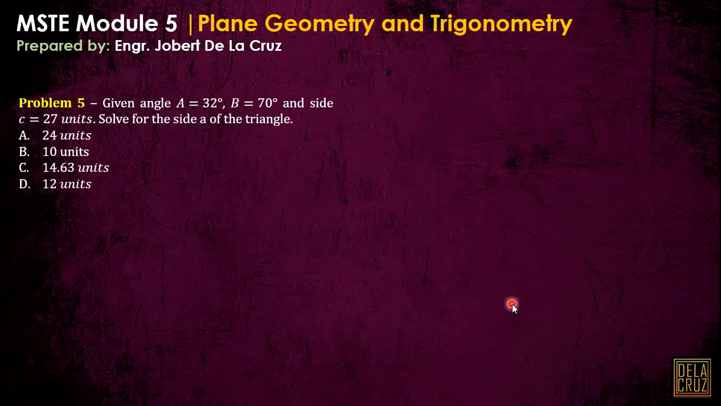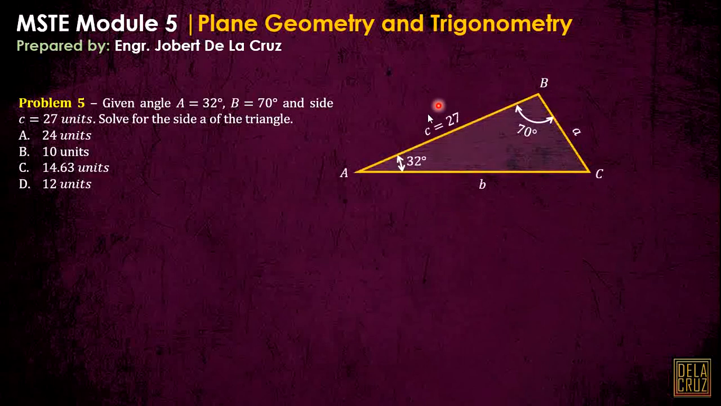Now, let's move to problem 5. Okay, triangles tayo. Given the angle A is 32 degrees, B is 70 degrees, and side C is 27 units, solve for the side A of the triangle. Okay, ito yung triangle na estimate dito. Yung A is 32 degrees, yung B is 70 degrees, the side C is 27 units. Solve for side A, this one.